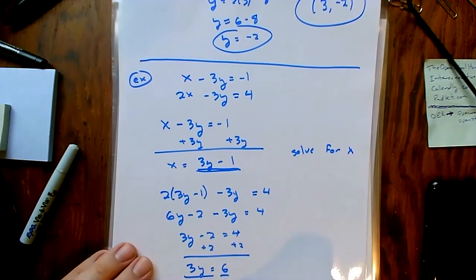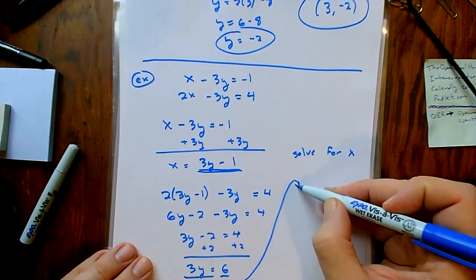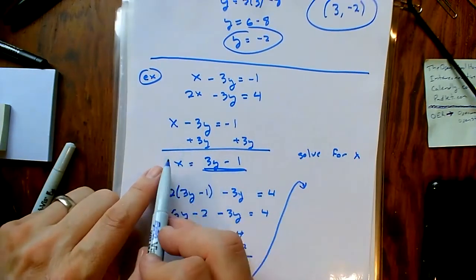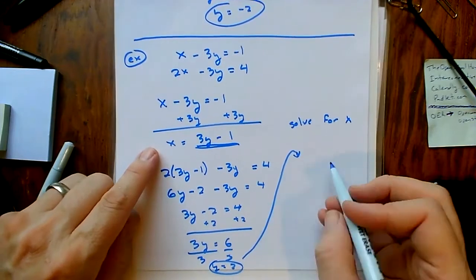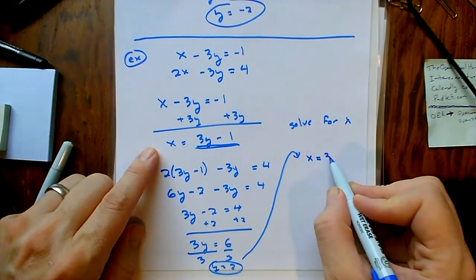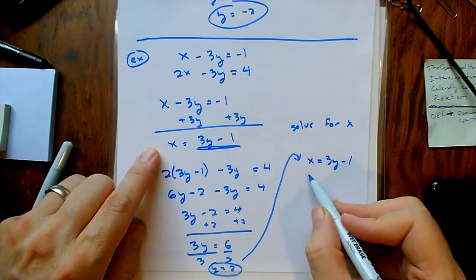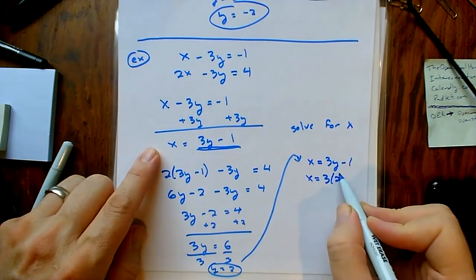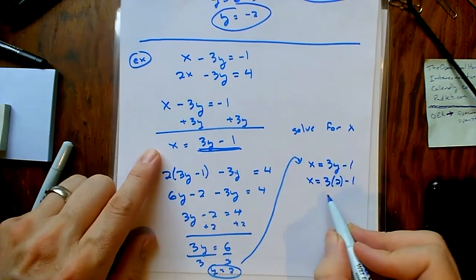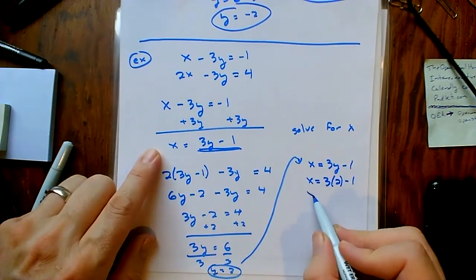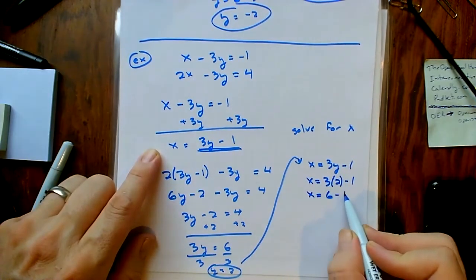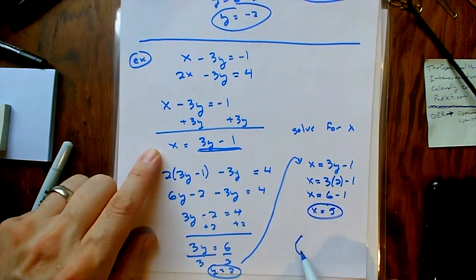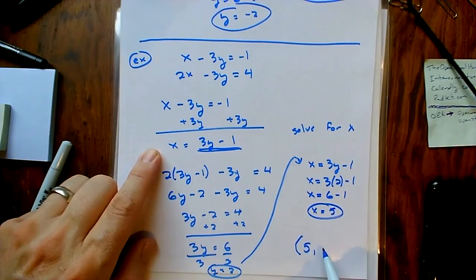Now I'm going to take this and back substitute into one of these. And honestly, this is a good setup. So I've got x is equal to 3y minus 1. If y is equal to 2, then everything's already set up on one side. 3 times 2 is going to be 6. I've got x is equal to 6 minus 1, or x is equal to 5. So now my solution to this system is (5, 2).